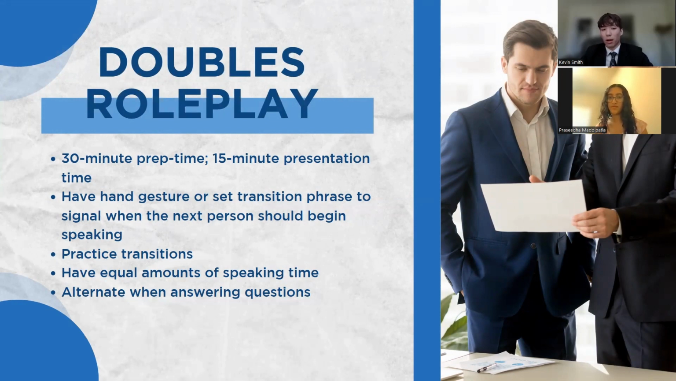Try to focus on having equal amounts of speaking time. If your judge notices that one person is speaking far more than the other, that shows poor communication and collaboration, and obviously that's not good for anybody. And then at the very end, your judge will be asking you questions. Same thing goes for single role play. But in this situation, you're going to want to alternate, so that assuming 2, 3, 4 questions, y'all will have a fairly even amount. And, you know, participation is key.